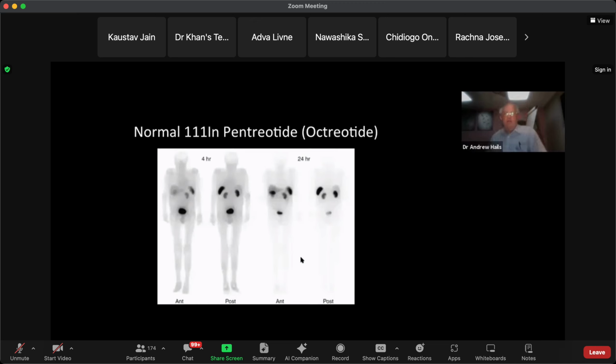Right, now, again, a different topic. This is just to show you a normal octreotide scan. Now, an octreotide scan has this rather peculiar appearance. It gets picked up by the spleen, the liver, and the kidneys, and not very much else really. It has a sort of distinctive pattern.